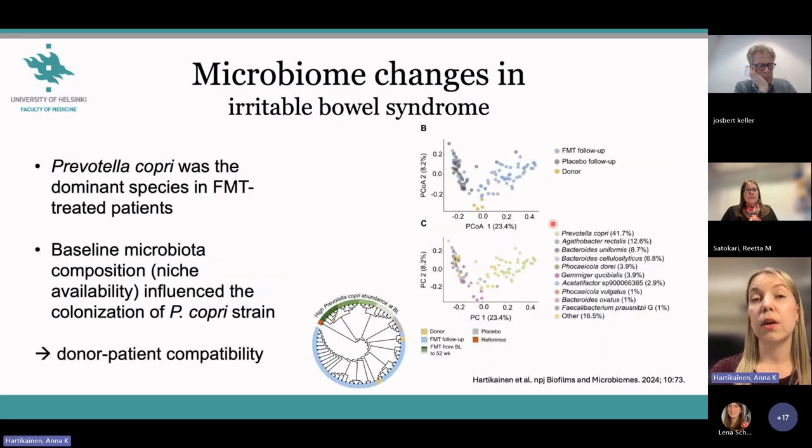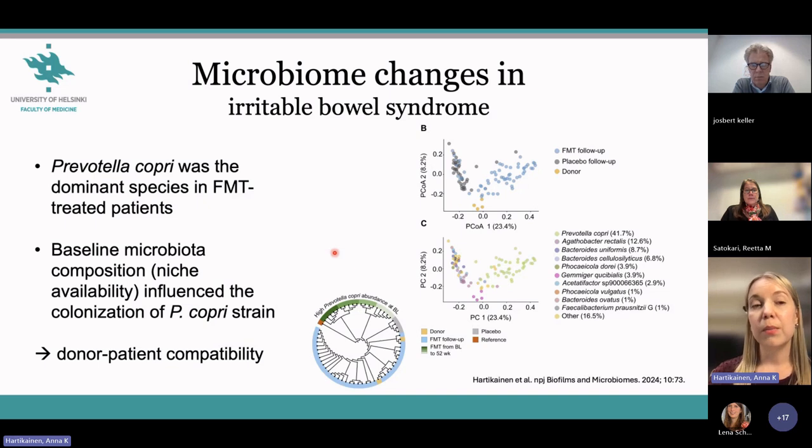We were able to reach the strain and species level in this study, and when we looked further, we could see that those patients who had FMT were actually dominated with the Prevotella copri bacterium, and it was very prevalent in these patients.